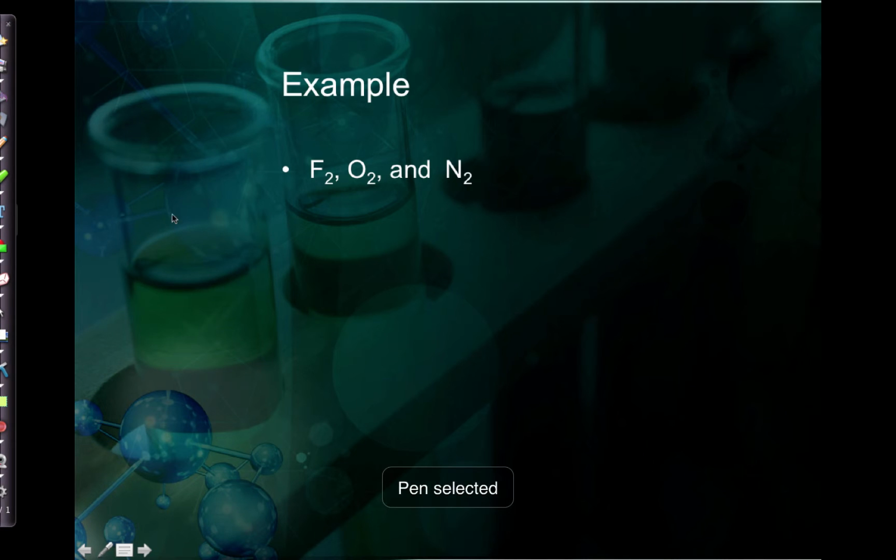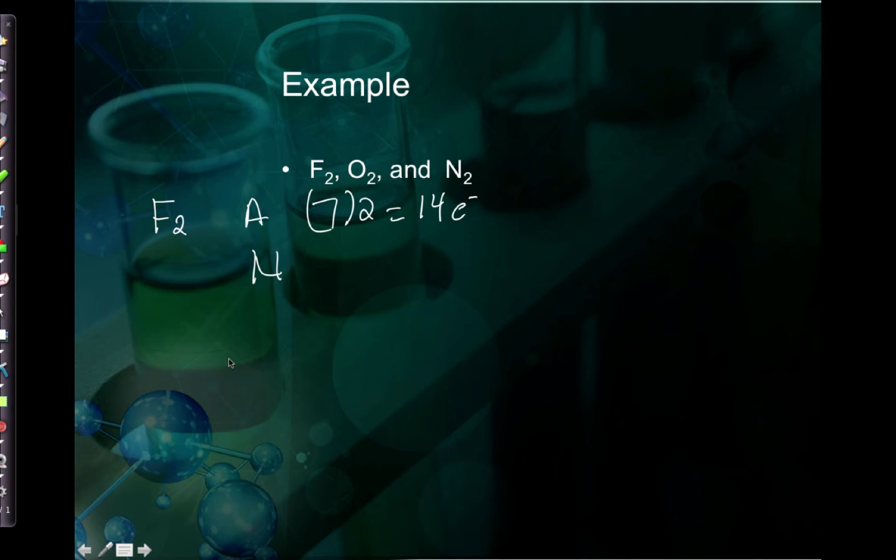All right, so F2. If you look on your periodic table, we're going to figure out how many electrons we have available first. Fluorine is in group 7A, so that means it has 7 valence electrons, and there are 2 of those. So that means I have 14 electrons available. So let's figure out how many bonds I'm going to make. Each fluorine wants to have 8. There's 2 of them, so that's 16.